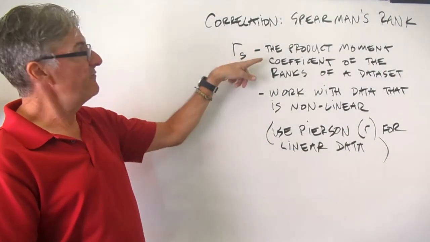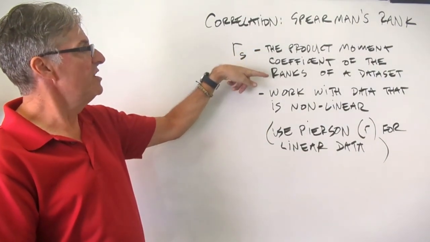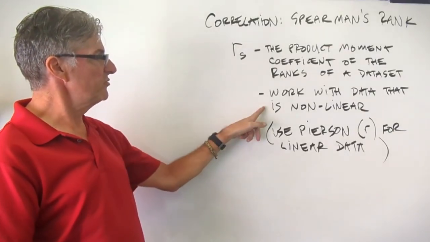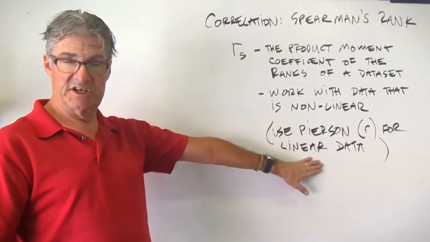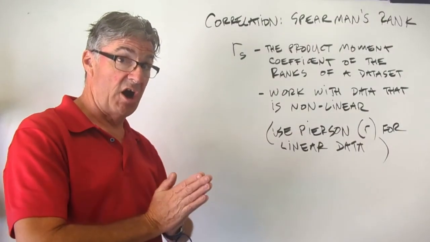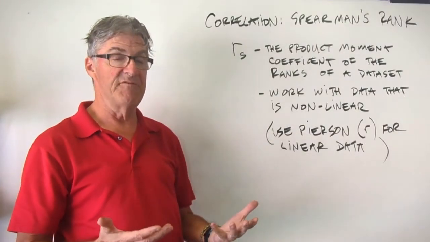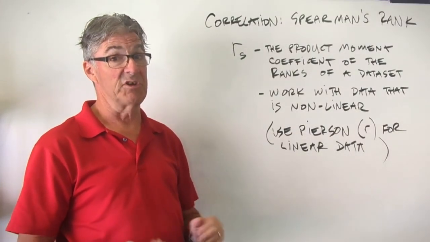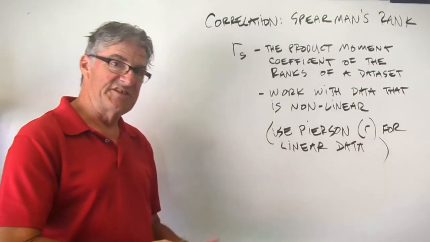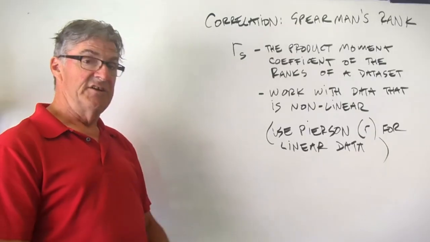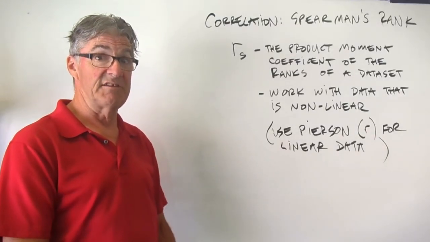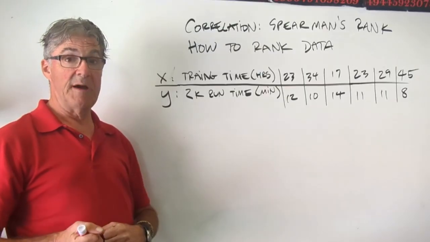So here's how we define it: the product moment coefficient of the ranks of a data set. So this works with nonlinear data, whereas we use R with linear data. So you want to remember how to do R, because you're going to calculate both of these together in a lot of the problems that we're going to do. And just a word of warning, the ranking process is a little tricky. So pay good attention to that, make good notes, and make sure you practice it correctly. Okay, let's do a problem.